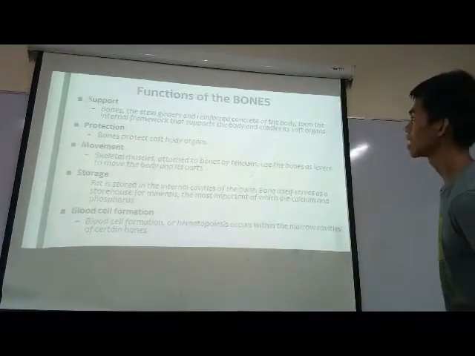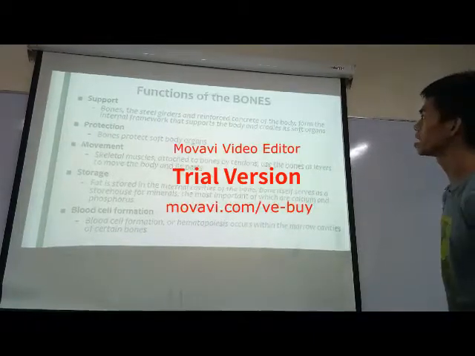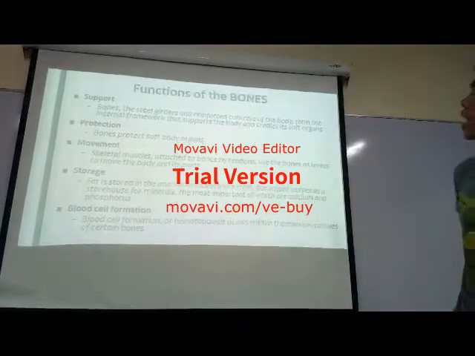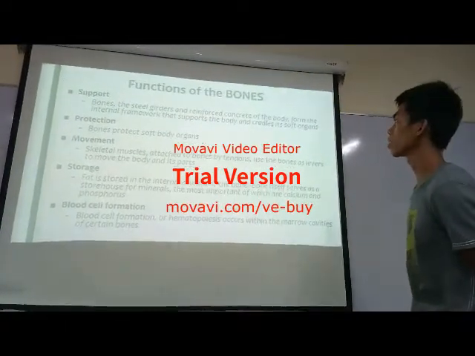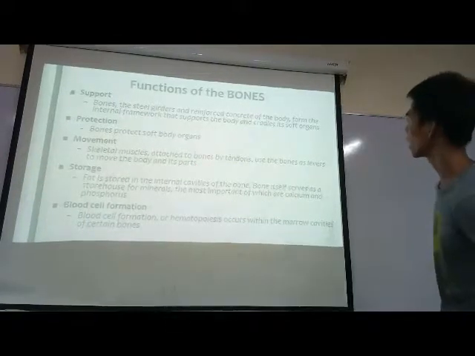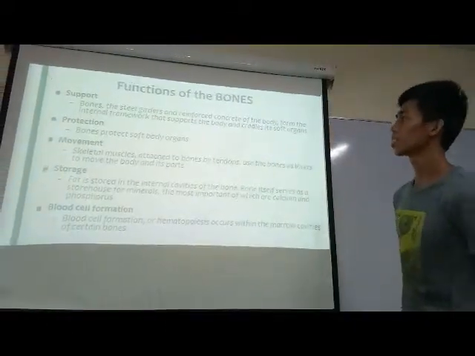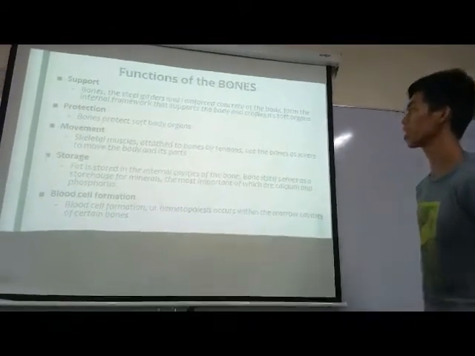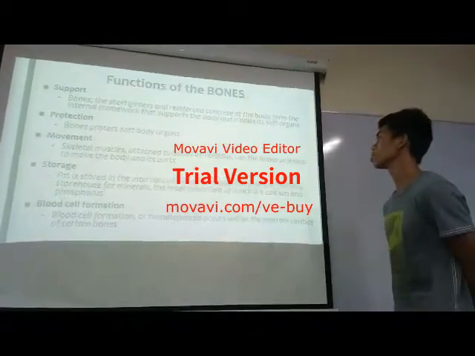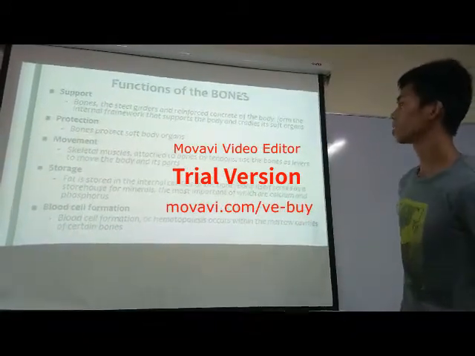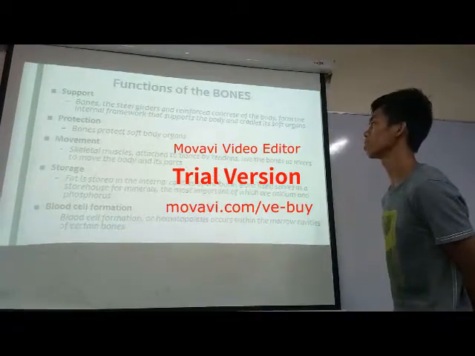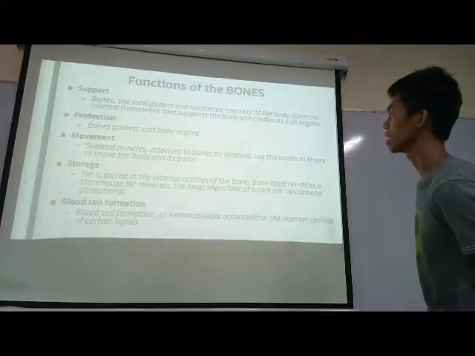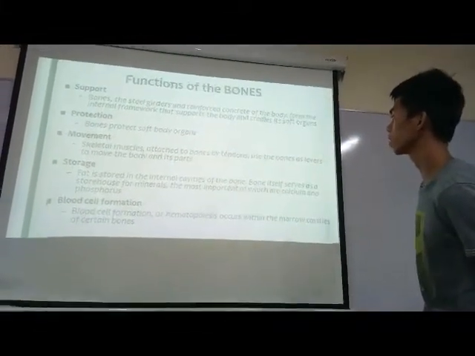Bones act like the steel girders and reinforced concrete of the body, forming the internal framework that supports the body and cradles its soft organs. Protection. Bones protect soft body organs. Movement. Skeletal muscles attached to bones by tendons use the bones as levers to move the body and its parts. Storage. Fat is stored in the internal cavities of the bone.